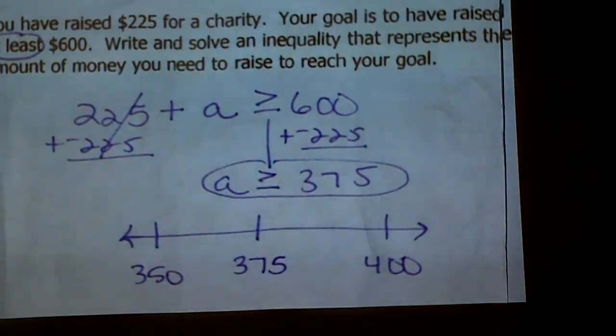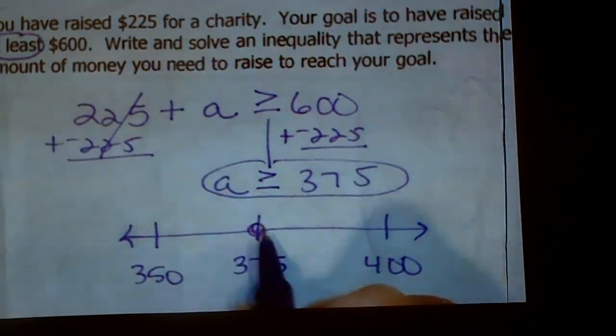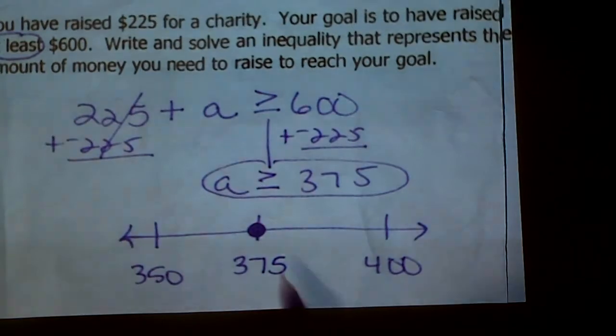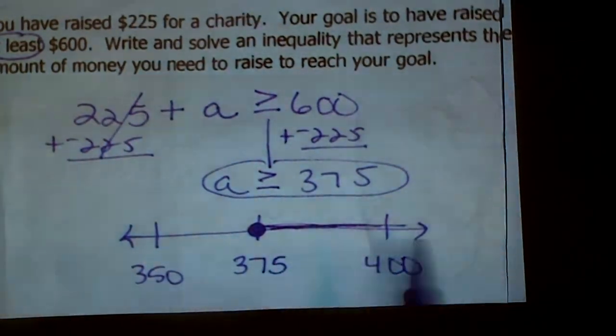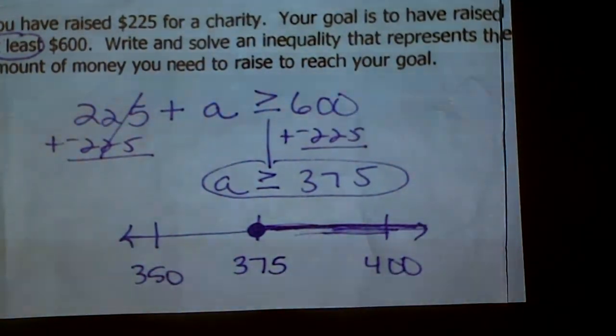So if a can be greater than or equal to 375, that means it can be equal to it. So I'm going to fill in that circle, and it's pointing me to the right as greater than. So this represents all the amounts that you can raise.